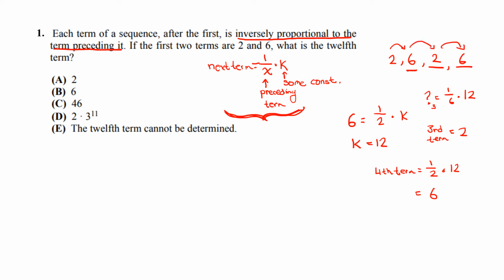Now, what does that tell us? That tells us all the odd terms are 2, and all the even terms are 6. If it's asking us what the 12th term is, it must be 6.